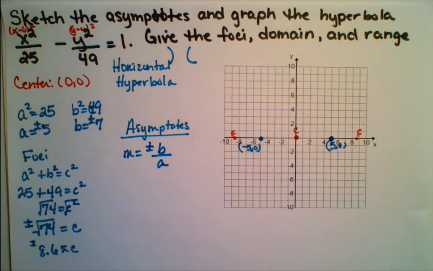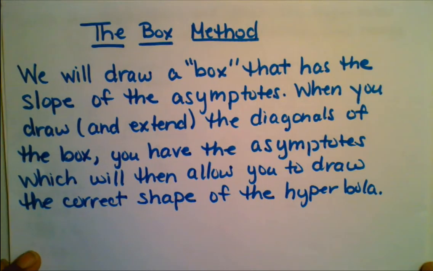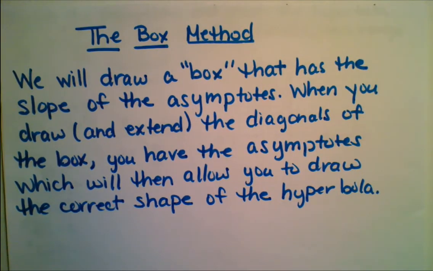And to find the asymptotes, what we're going to do is create what's called the box method. Okay, so we will draw a box that has the slope of the asymptotes. When you draw and extend the diagonals of the box, you will have the asymptotes, which will then allow you to draw the correct shape of the hyperbola.